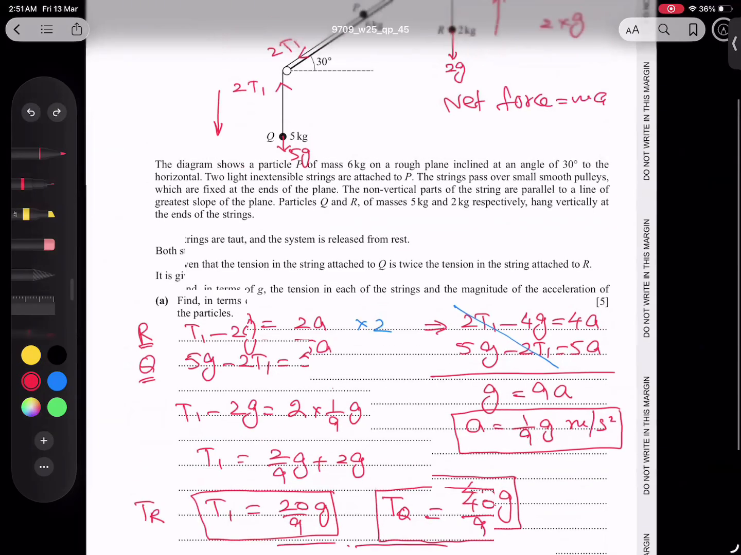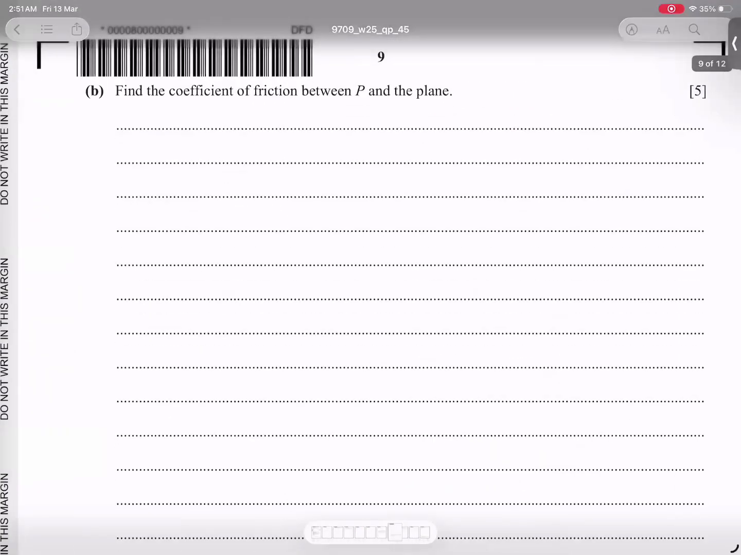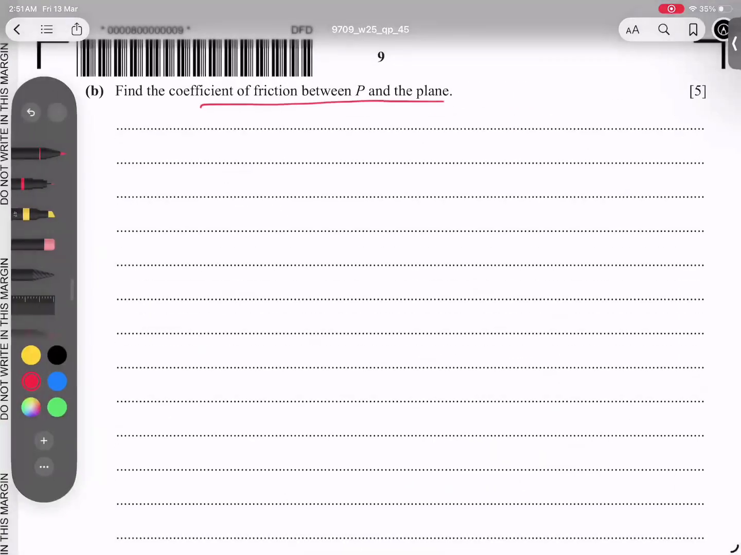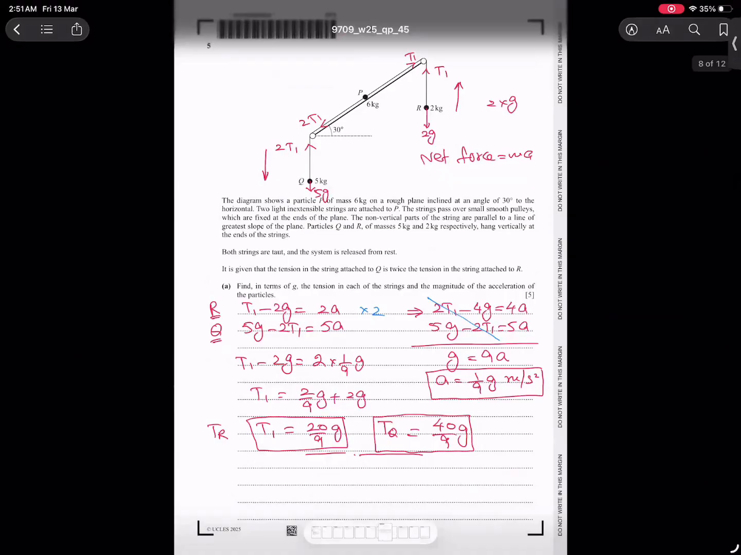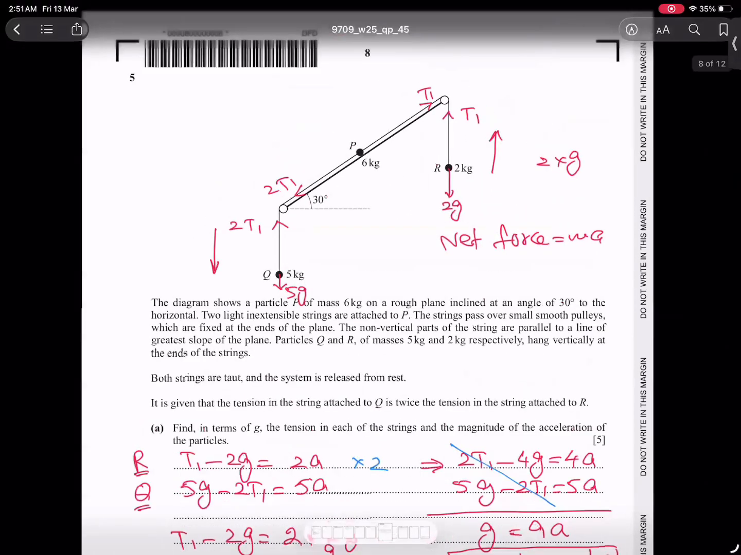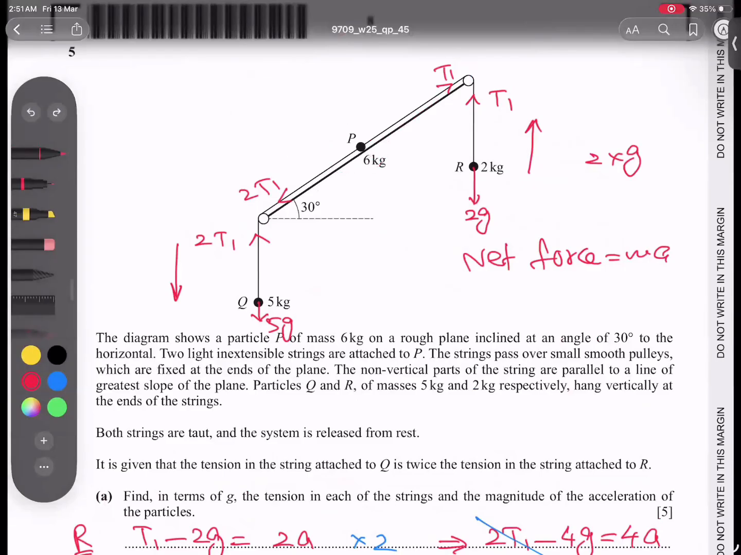Let's talk about the second part. On the next page, we have to find the coefficient of friction between P and the plane. It is a 5 mark question. So let's try to do it. I did not utilize the particle P up till now, and luckily I have both tensions available. I have this tension value and this tension value as well. The system is moving downwards, so how many forces are acting on this particle P?